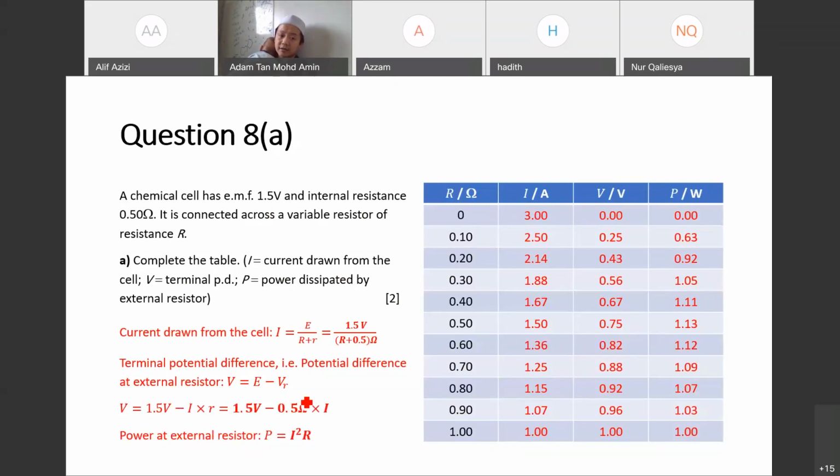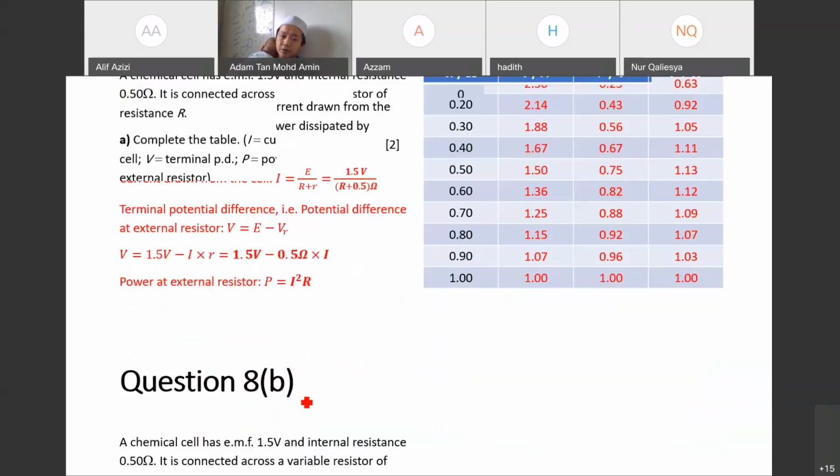The I, which is the current drawn from the cell. V ni mungkin confusing it. Terminal PD. Terminal PD ni lah the potential difference supplied, the effective potential difference supplied at the external resistor ataupun the variable resistor. Okay, and then the power P equals to I squared R.